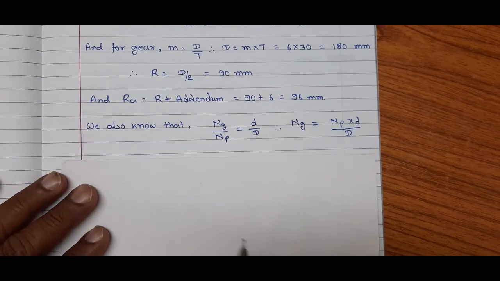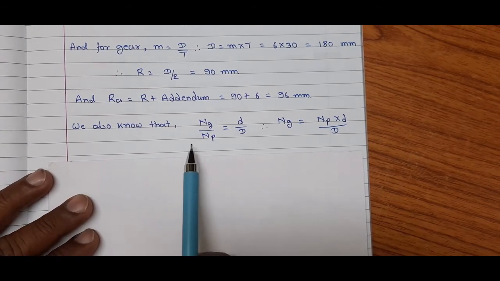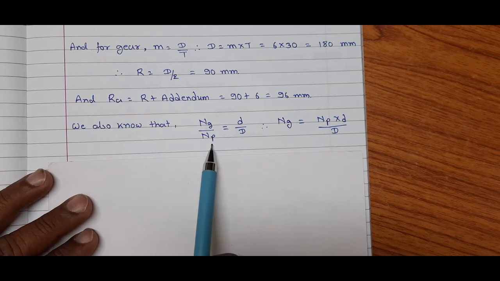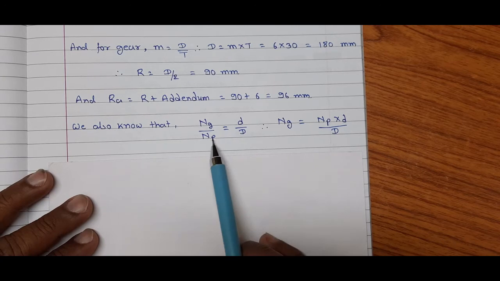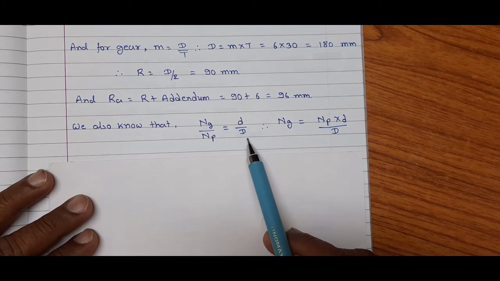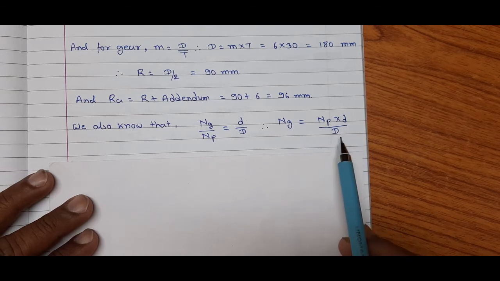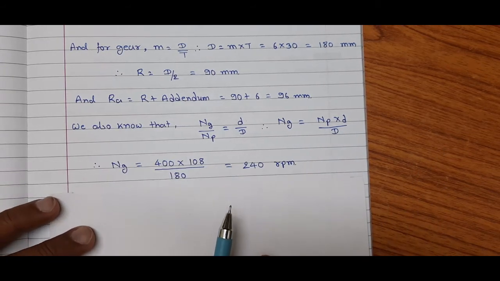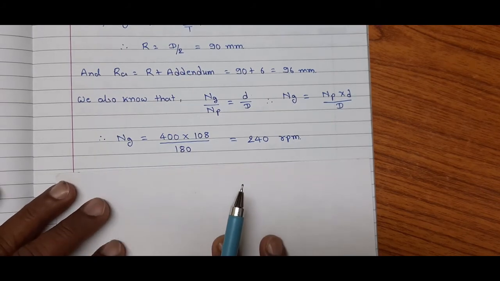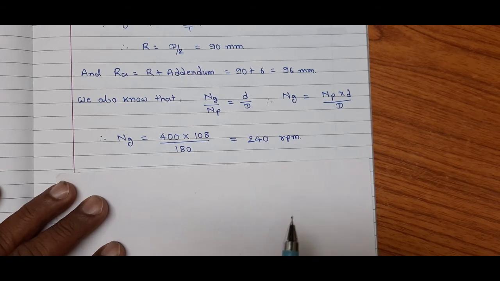Again we know that the speed ratio of gears, that is Ng upon Np, speed of gear divided by speed of pinion, is inversely proportional to pitch circle diameters, that is diameter of pinion divided by diameter of gear. That gives us speed of gear is equal to Np into small d upon capital D. Substituting the values, we found that the rpm of gear Ng is equal to 240 rpm.